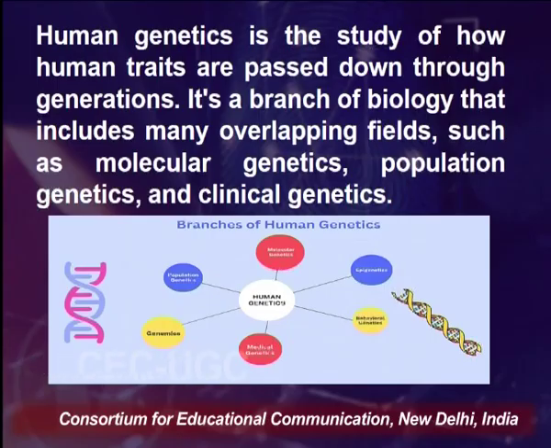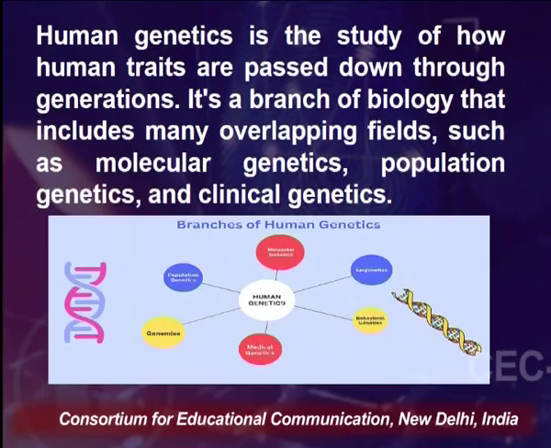It is a branch of biology that includes many overlapping fields. For example, we can name population genetics, medical genetics, clinical genetics, epigenetics, genomics, etc. So whenever we are using any genome studies, we can consider them as genomics. If there are any epigenetic studies, then we can call them forensic epigenetic studies. Any study related to health can be categorized under clinical genetics or medical genetics.